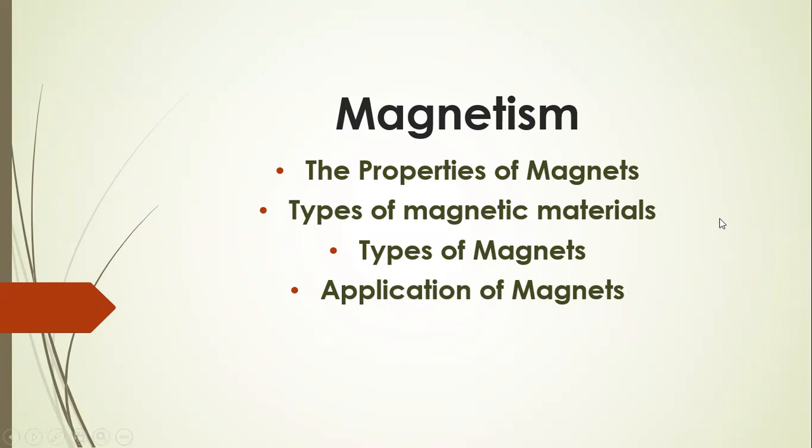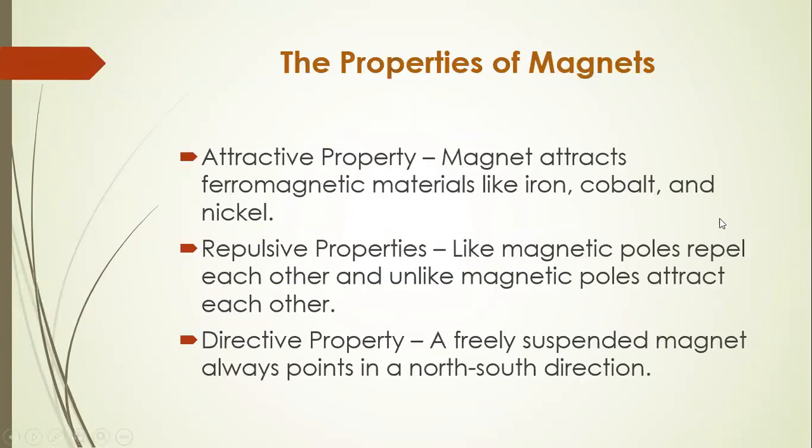We'll start with the properties of magnets. The following are just a few of the properties of magnets. The first property is the attractive property, whereby a magnet attracts ferromagnetic materials. We talked about these ferromagnetic materials like iron, cobalt, and nickel. So these are just some of the materials which magnets can attract. So this is the first property of magnets, that is, they have an attractive property.